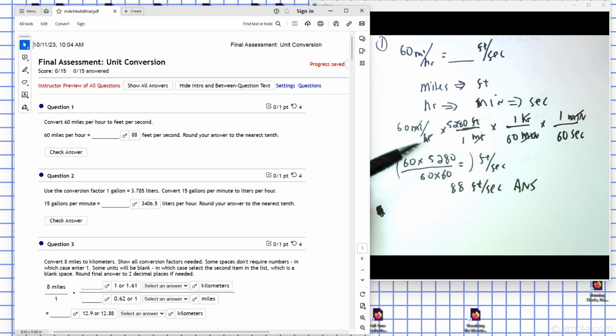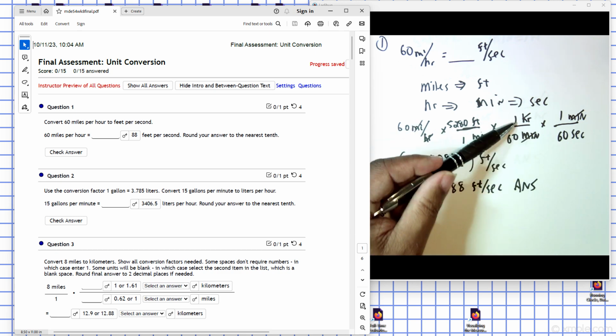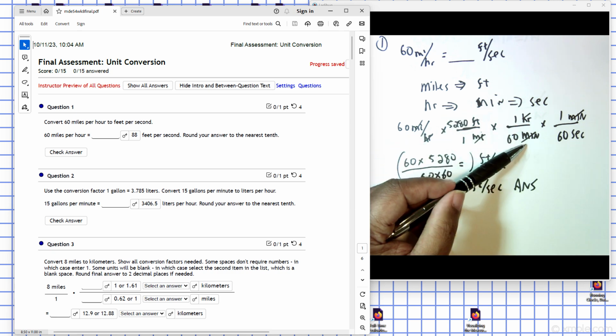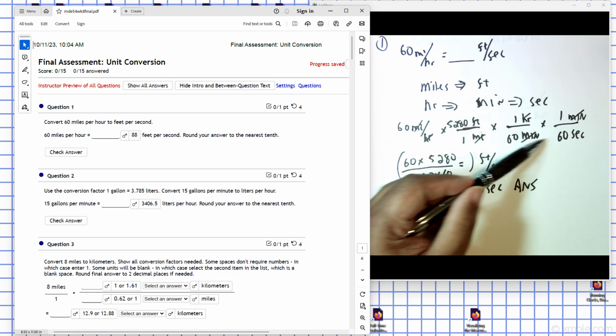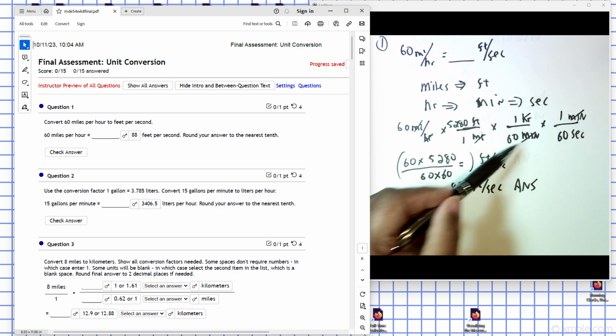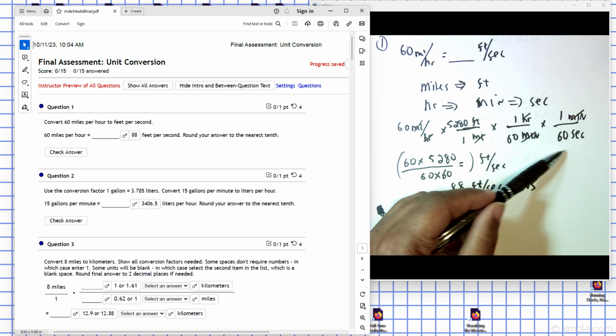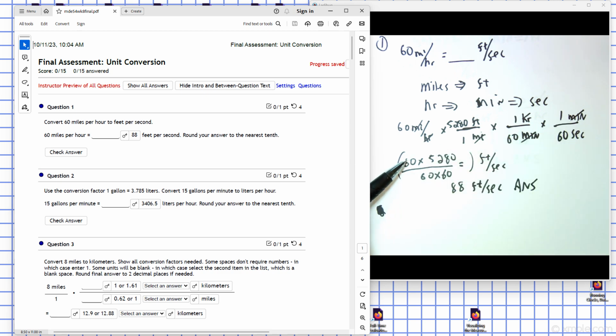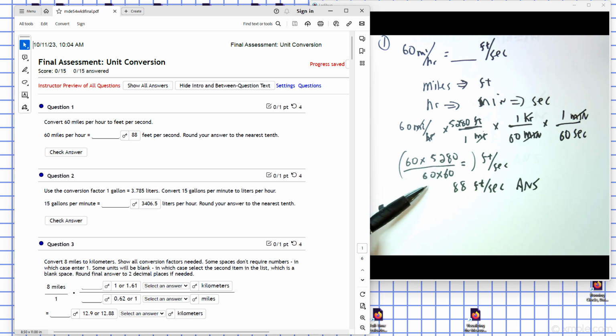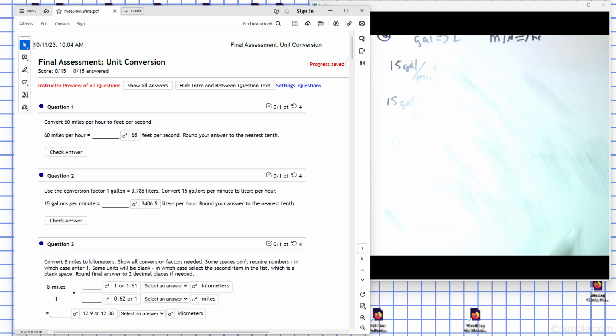So when I multiply, here miles cancel out and I'm left with feet. Then I multiply again, hours cancel out and I'm left with minutes. And I multiply again, minutes cancel out and I'm left with seconds. So across the top, I'm left with 60 times 5,280 divided by 60 times 60, which gives me 88 feet per second. And that's my answer.